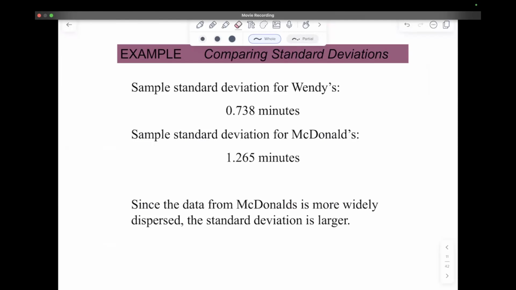Considering most fast food restaurants, they don't want waits to be any more than like 2 or 3 minutes. So if you have a standard deviation of like 1.25 minutes, that's pretty big. That's telling you that you're pretty spread out, because the average distance the values are from the mean is about 1.25 minutes. That's significant in the land of fast food. Wendy's is not too bad at all. It's like three-quarters of a minute is their standard deviation. So as far as consistency goes, Wendy's is more consistent. It's more predictable, more reliable, whereas McDonald's is a little bit less predictable. Questions there?